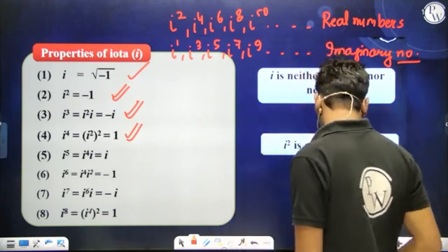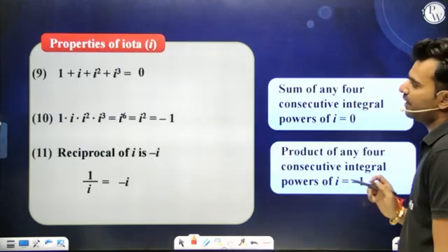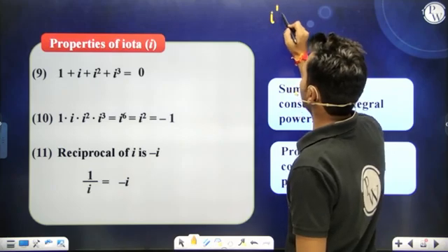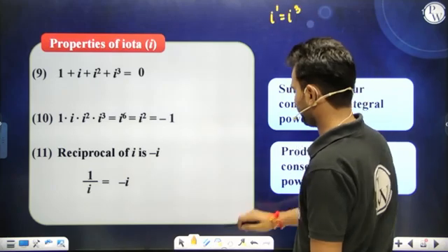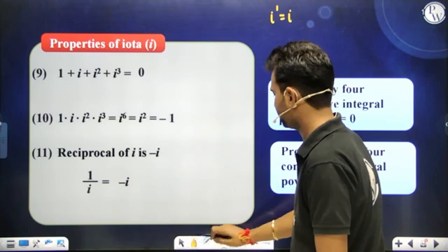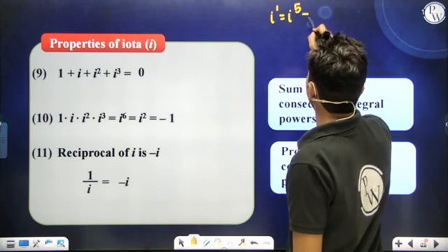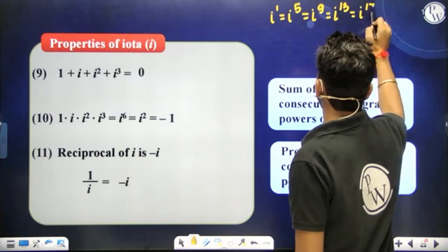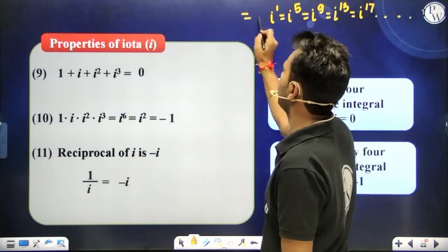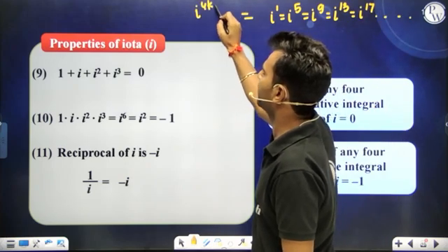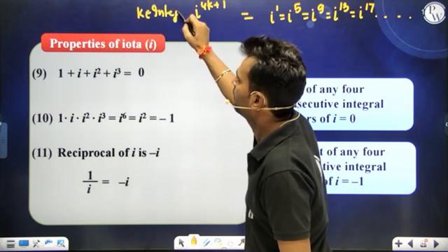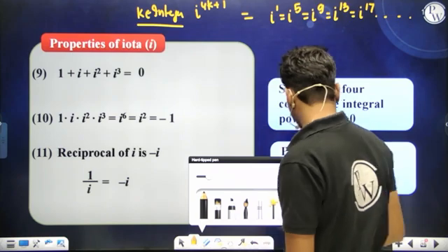Number 2, there is a cycle which does get formed over here. That is iota to the power 1 will be equal to iota to the power 5, equal to iota to the power 9, equal to iota to the power 13, equal to iota to the power 17 and so on, because these numbers are of the form iota to the power 4k plus 1, where k belongs to an integer.